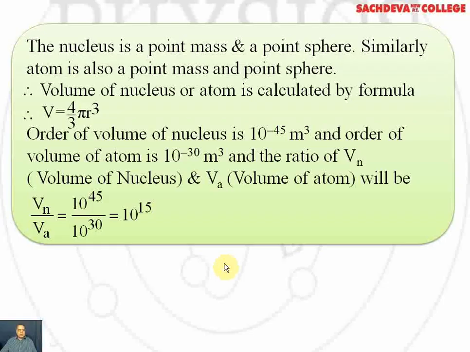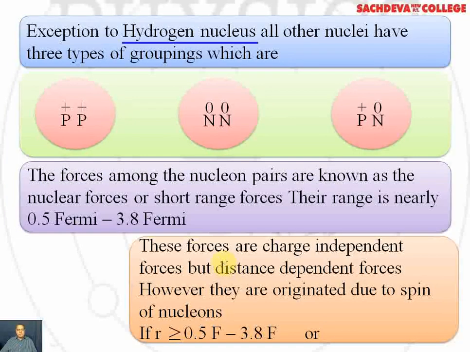Except for the hydrogen nucleus, all other nuclei have 3 types of grouping. In all other nuclei, we can arrange nucleons in groups like the proton-proton group, which is positively charged, the neutron-neutron group having no charge, and the proton-neutron group having one positive charge and the other neutral. The forces among the nucleon pairs are known as nuclear forces. They are short-range forces. Their range is nearly 0.5 Fermi to 3.8 Fermi. These forces are charge-independent but distance-dependent forces.